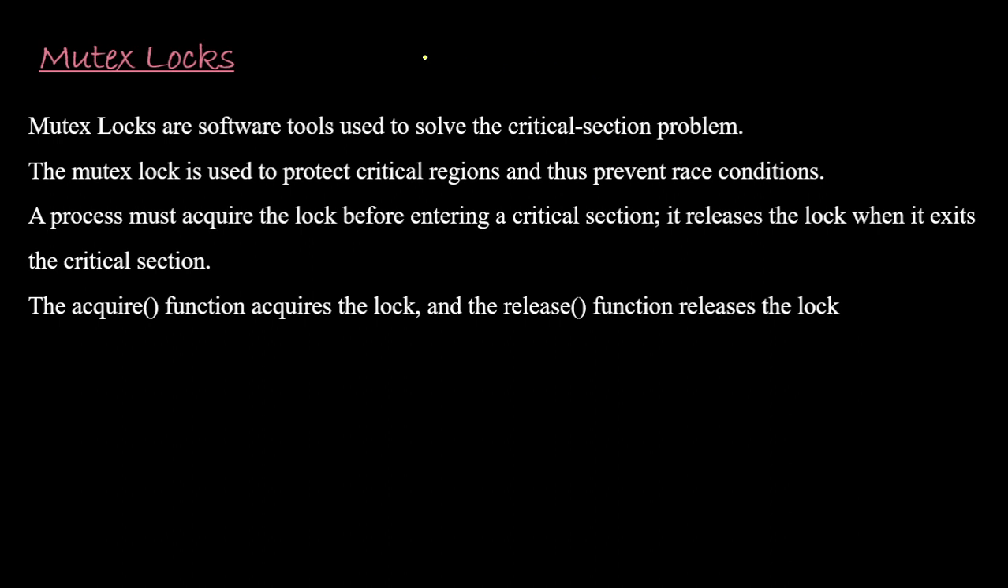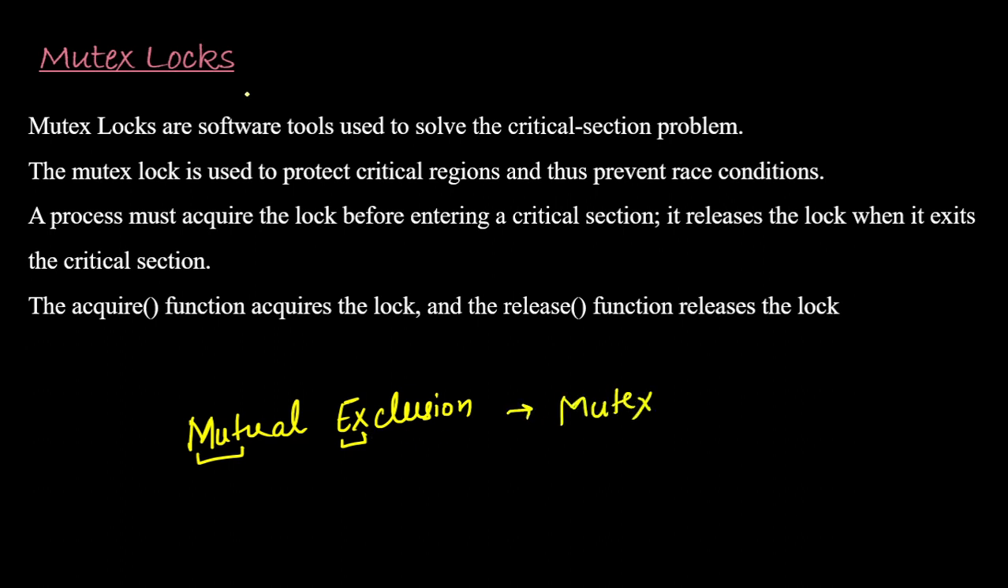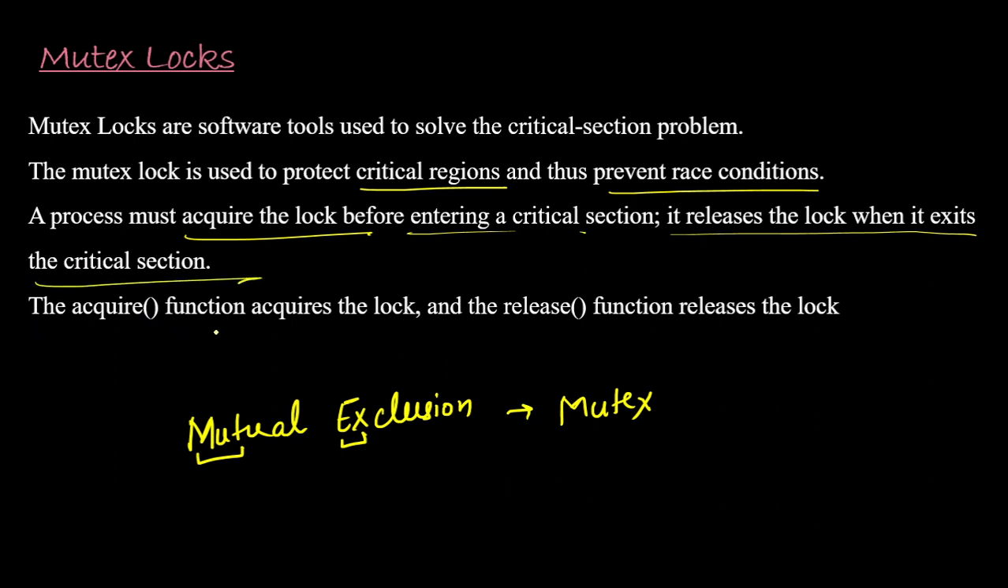So Mutex जो है basically name, it is derived from mutual exclusion only. So this is mutual, and then we have this exclusion. So mutual exclusion, from here we have got this term mutex. So the mutex lock is used to protect critical region, that is critical section, and prevent race condition. A process must acquire the lock before entering critical section. It releases the lock when it exits the critical section. The acquire function requires the lock, and the release function releases the lock.